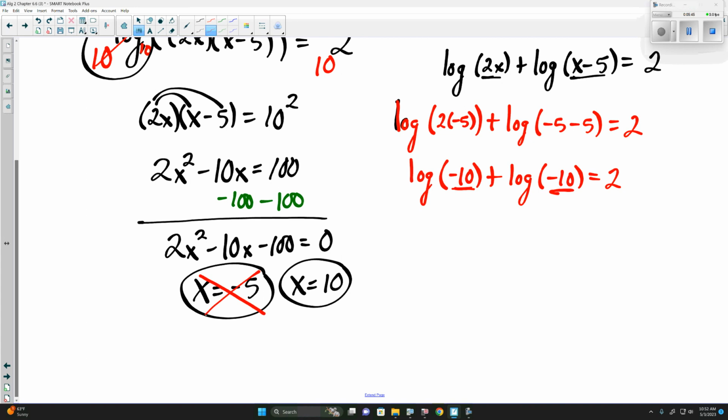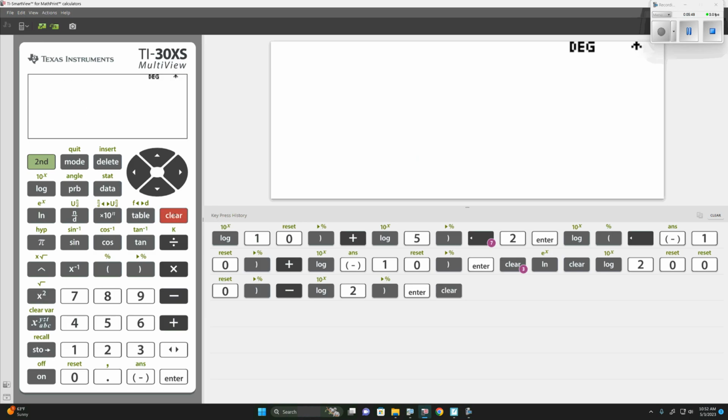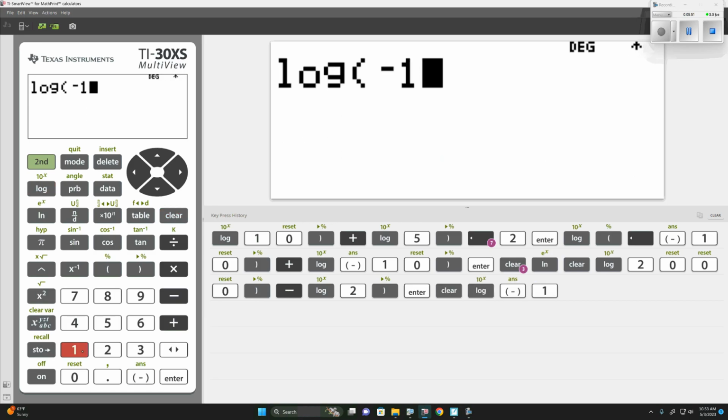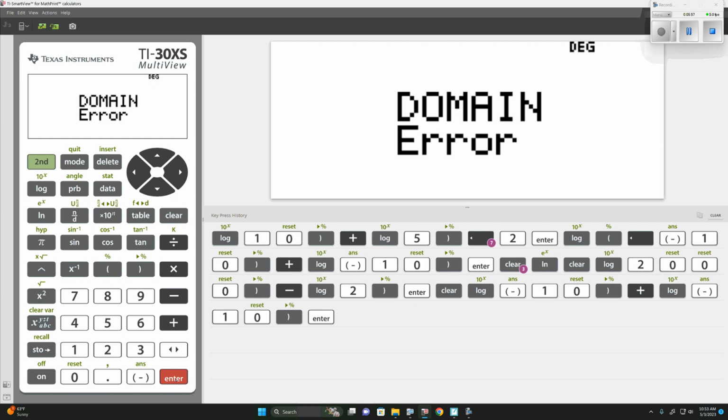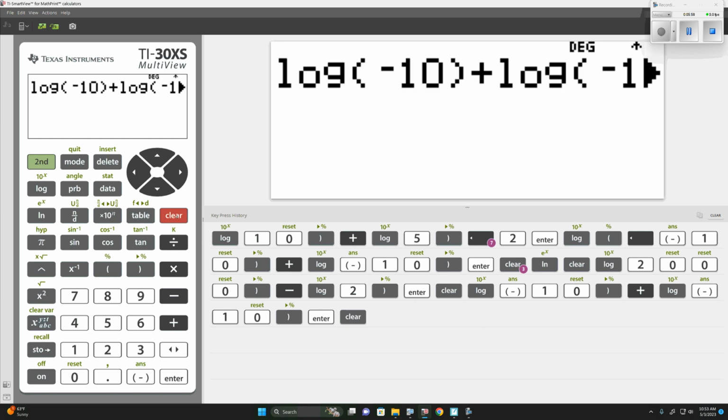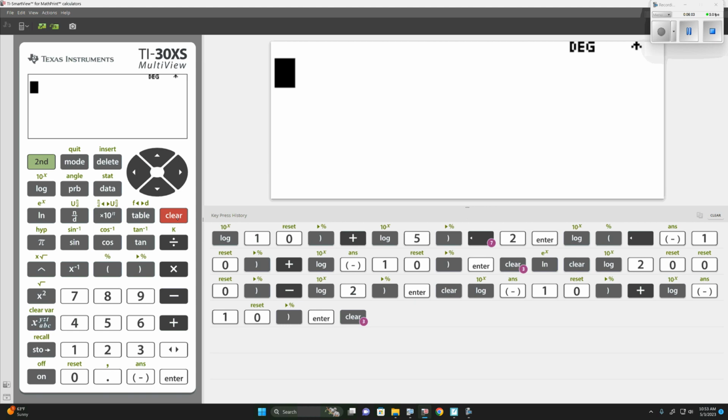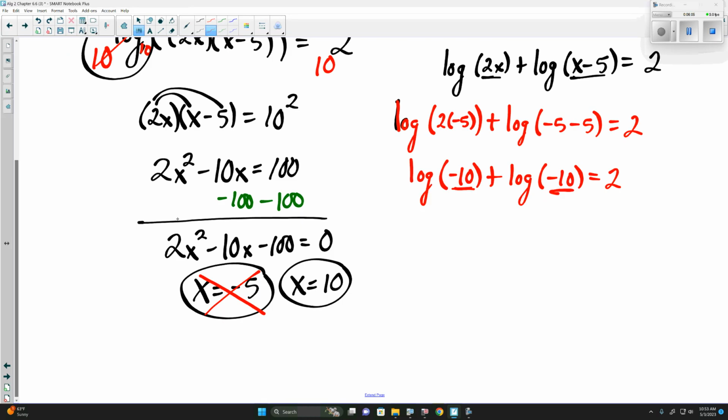It doesn't work. And we could try plugging it in. Log of negative 10 plus log of negative 10, domain error. We cannot have it inside the logs. Now, it's not so much that the x being negative 5 is the issue. It's more that when we simplified it, these both turned out to be negative numbers.